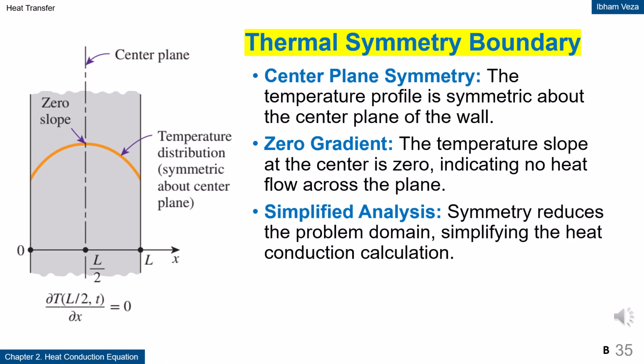Thermal symmetry boundary. In walls with symmetric geometry and boundary conditions, the temperature profile is also symmetric. At the center plane, there is no heat flow crossing the plane. This means the temperature gradient at the center is zero. By using symmetry, the computational domain can be reduced to half. This approach makes the solution of the problem more efficient.